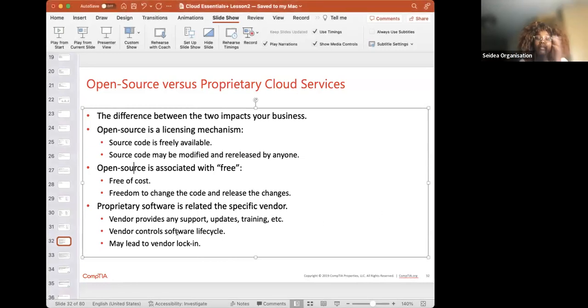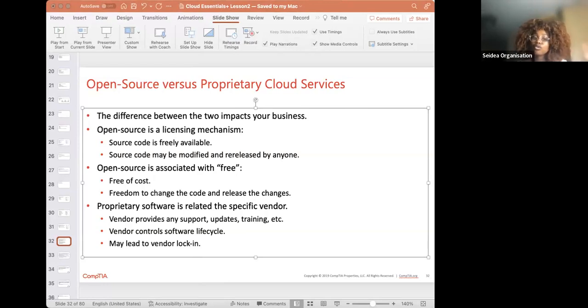Now, proprietary software is usually related to a specific vendor. The vendor is able to provide any support, updates, and training, and the vendor controls the software lifecycle as well. This may lead to vendor lock-in. Proprietary cloud services are cloud services based on software owned by a specific company or an individual. The source code in this example is typically not available to the public.